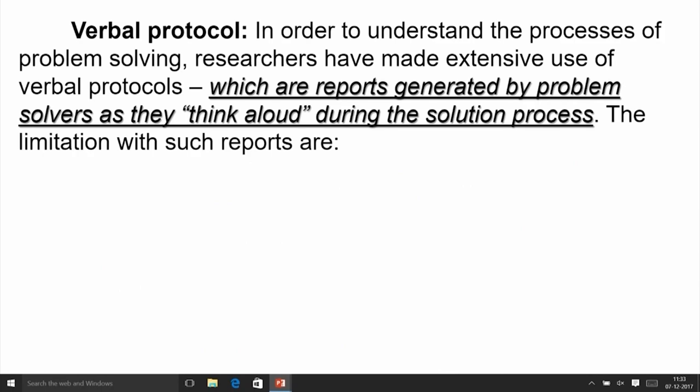So, what is a verbal protocol? In order to understand the process of problem solving, researchers make extensive use of verbal protocol. If you remember structuralism, there was something called insight, and insight is a close brother to verbal protocol. In insight studies, people were asked to do certain psychological tasks, and while doing the task, they were asked to relate how the task was being done. Verbal protocol is a similar procedure in which people report how they generated the solution to a problem.